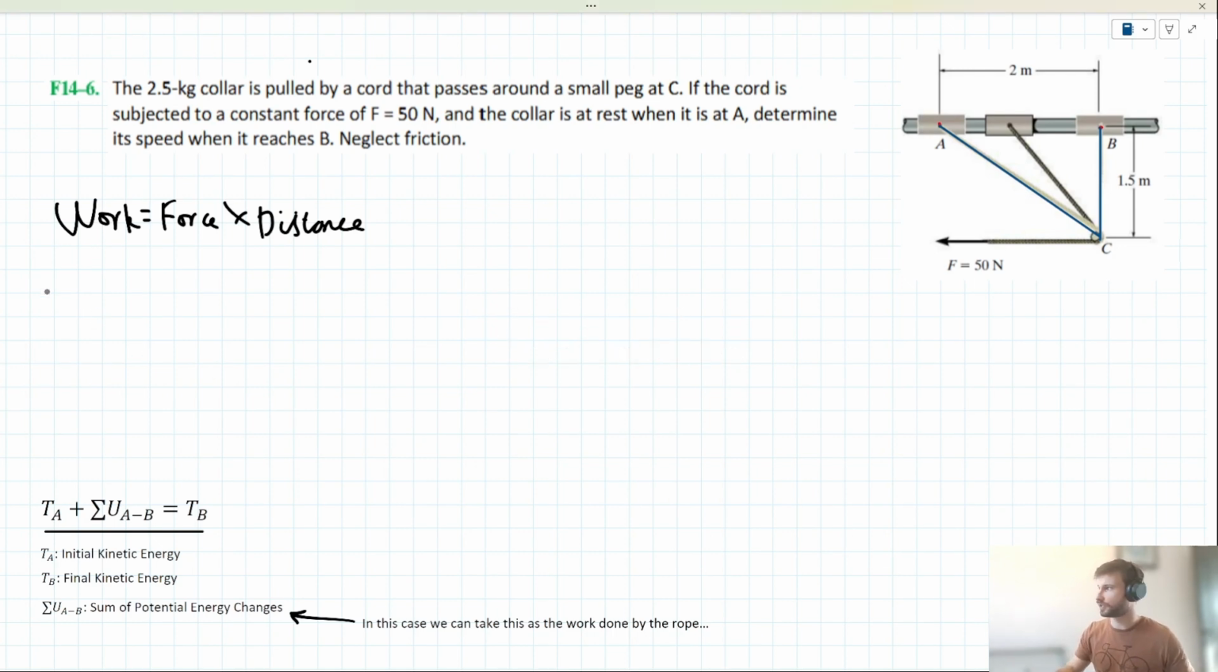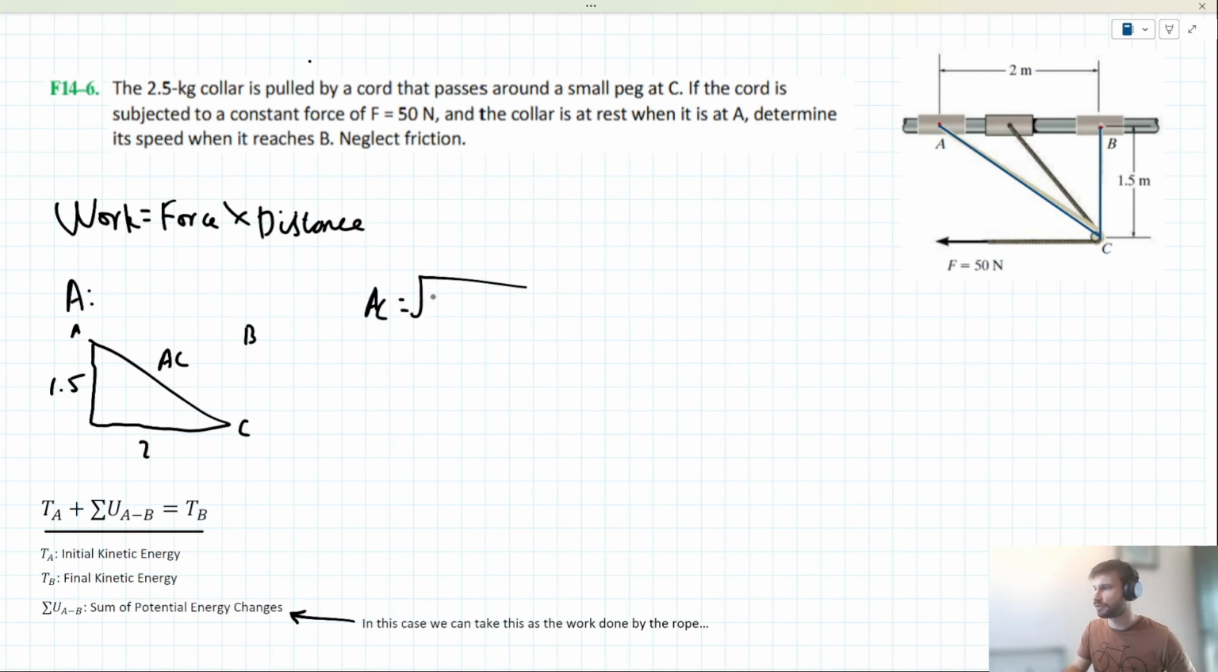How could we do that? Let's have a look here. In our initial condition, where our collar is at point A, we can say that this length here is 2 meters, that this length here is 1.5 meters, and so this length AC is equal to the square root of 1.5 squared plus 2 squared, which is equal to 2.5. So we can say that AC is equal to 2.5.